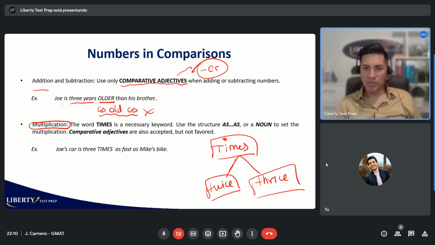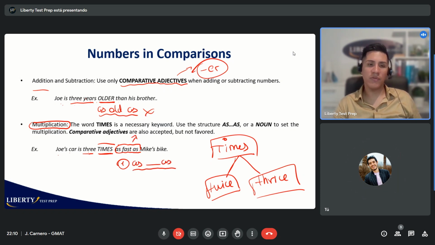Now, when you have a multiplication, you have three ways to set the quantity that you are multiplying. Well, the first one, for example, this one: Joe's car is three times. So this times is telling me they want to multiply, right? Three times something, as fast as in this case. So this quantity is the one they want to multiply as something else. So you can give your quantity with as something else: three times as fast as Mike's bike. So that's one way in which you can give your quantity.